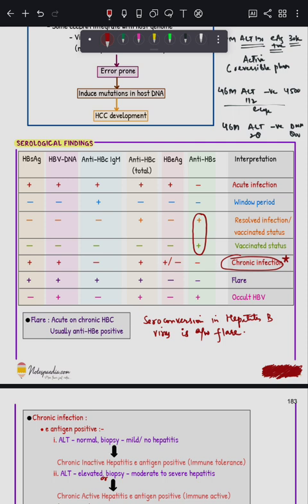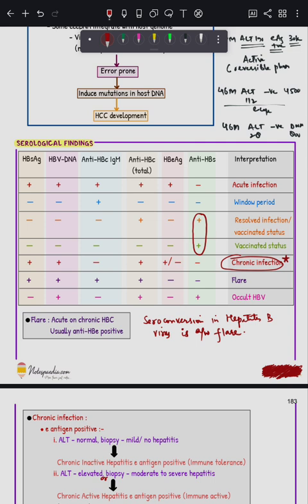HBsAg is surface antigen and means virus is present, so it can be acute infection or chronic, and if present for greater than 6 months, then it's a chronic carrier. HBV DNA tells us true virus replication, so treatment decision is based on this.